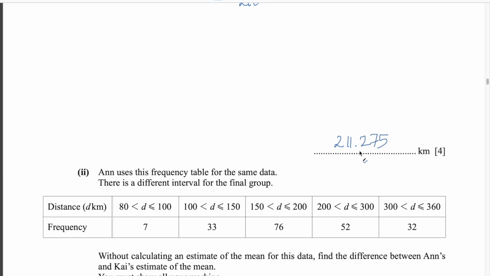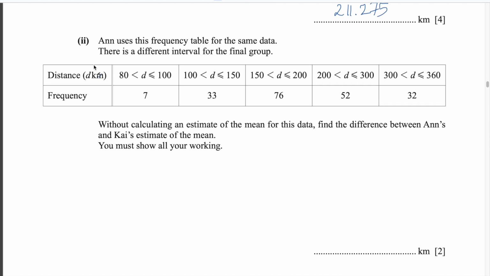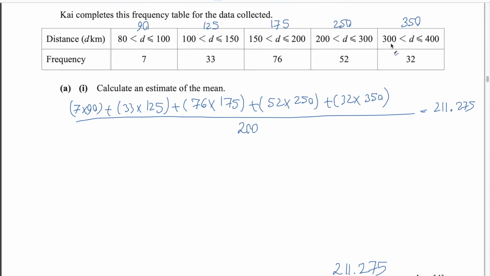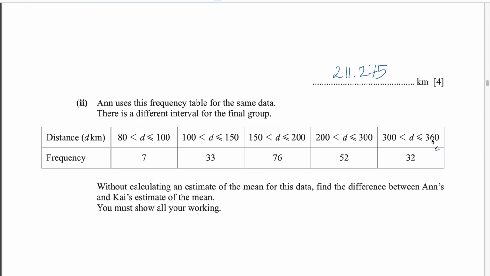211.275. Now it says Anne uses this frequency table for the same data. There is a different interval for the final group. As you see, in the final group, it is 300 to 400 for the first person. For the second person, it is 300 to 360.